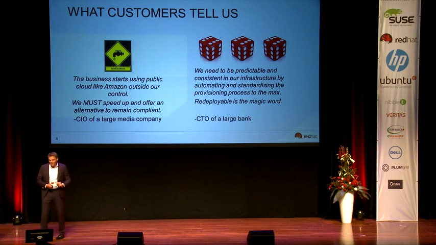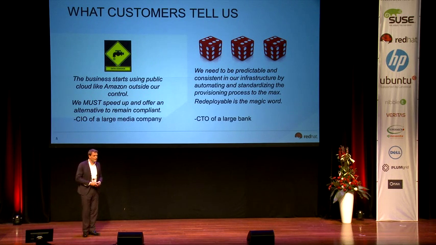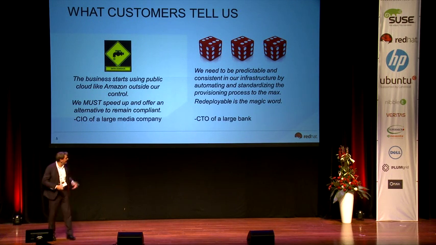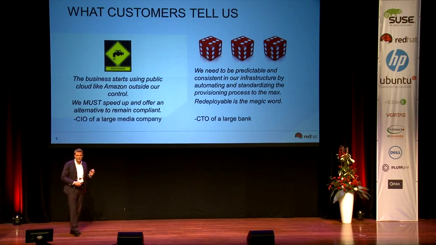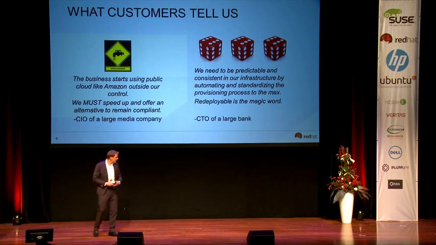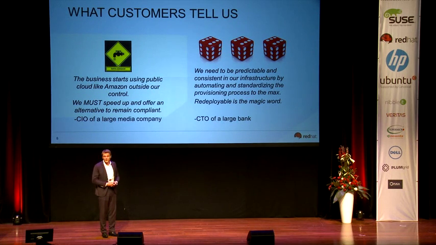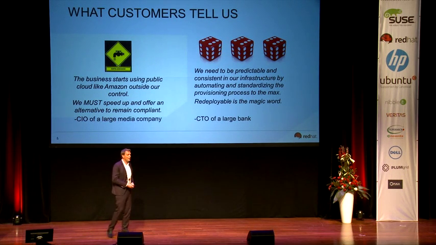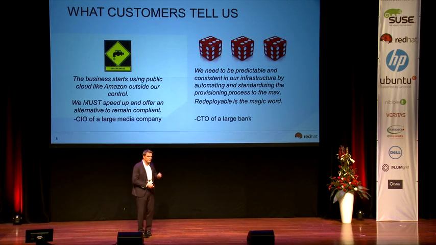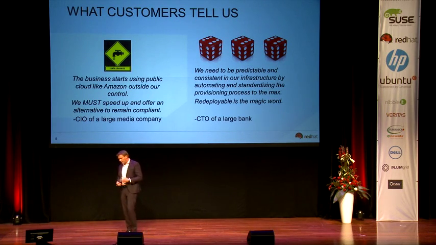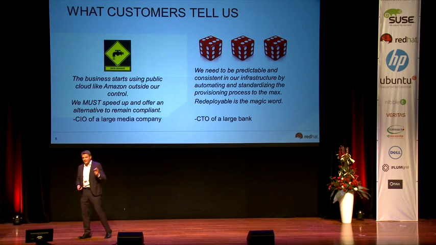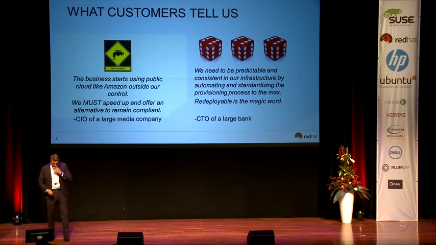So a CIO of a large media company told us we need to speed up as IT operations, because if we don't, information will leak, we have no control, no compliance. Another one, a CTO of a large bank told us, look, we need to be consistent. There's a lot of regulations that we need to adhere to, and for this specific reason, we need to redeploy recipes. We want to be absolutely sure that all the workloads we roll out are consistent and fit the needs of regulatory requirements.